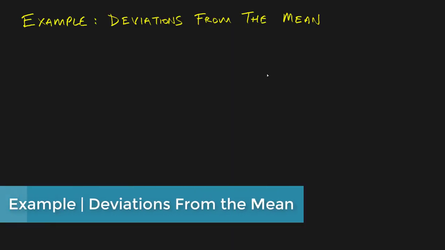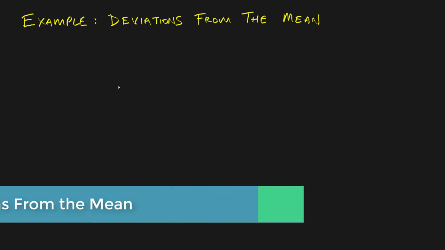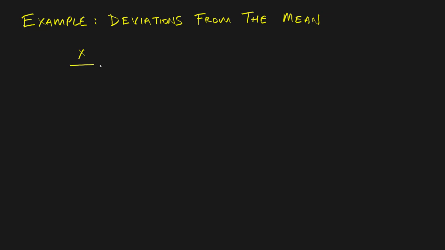Here's a typical question that they'll use to test your understanding of deviations from the mean. You're going to be presented with a set of data, typically just a small set of data. We've got a few values: 2, and a 3, and a 2, and a 7.